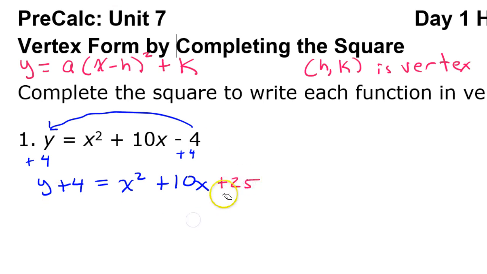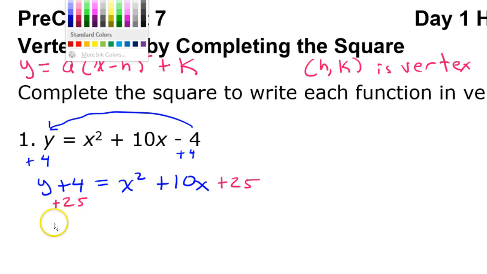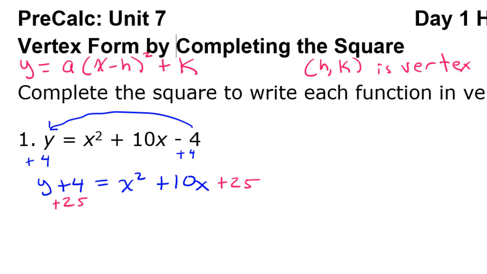Now before I added 25, I had a valid equation. Now that I've added 25 to the right, it's not equal anymore. This is 25 more. So to balance it out, I need to add 25 to the left side as well. You always have to do something to both sides of the equation. So that means that right now I have y plus 29 is equal to all of this trinomial.